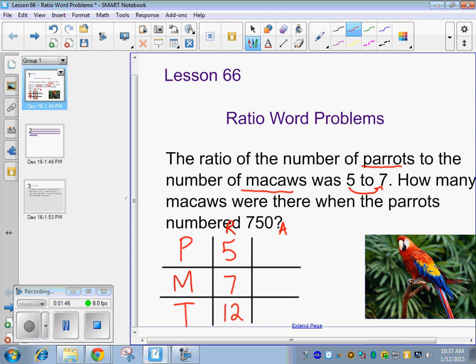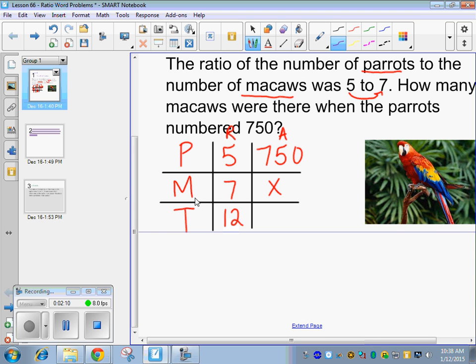So how many macaws were there when the parrots numbered 750? So where am I going to put the number 750? Julia? Yep. And where does my variable go? Because what is the question asking? Anna? It goes in the actual for macaws. Good. All right. Awesome. And so for this one, we get to cancel the total row.